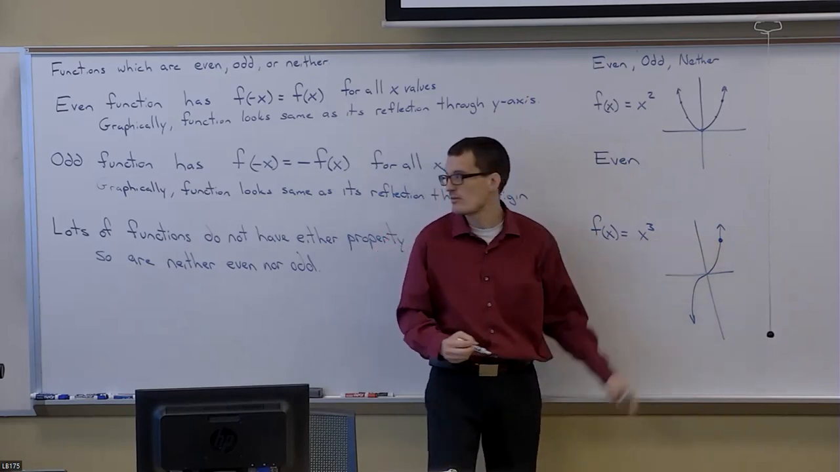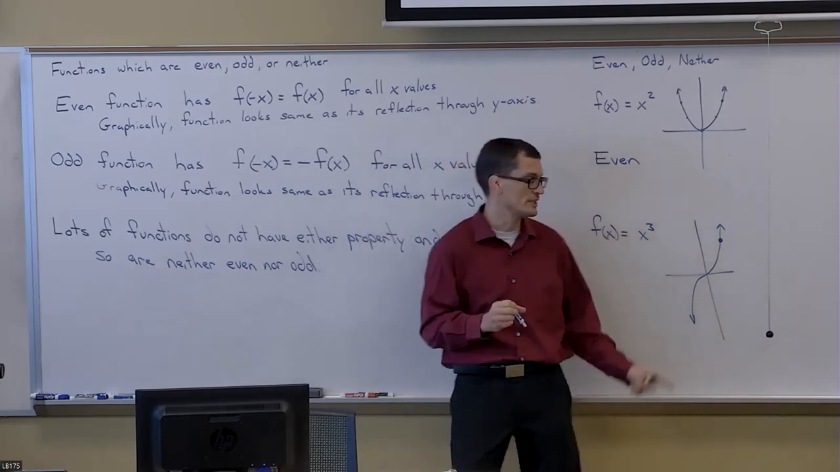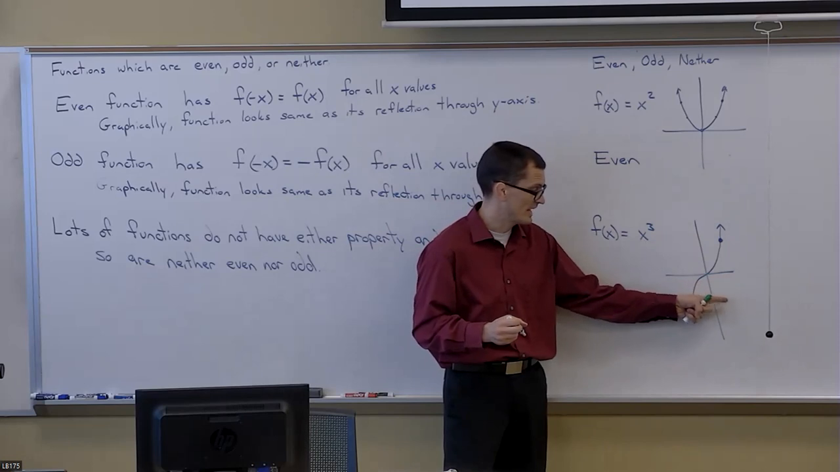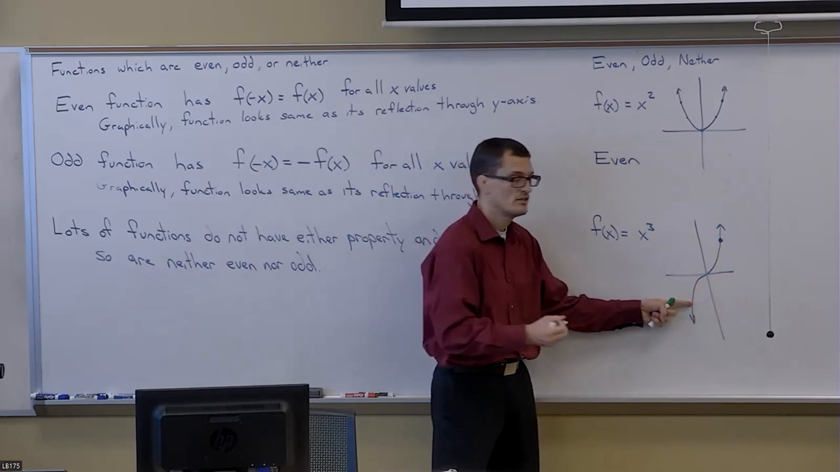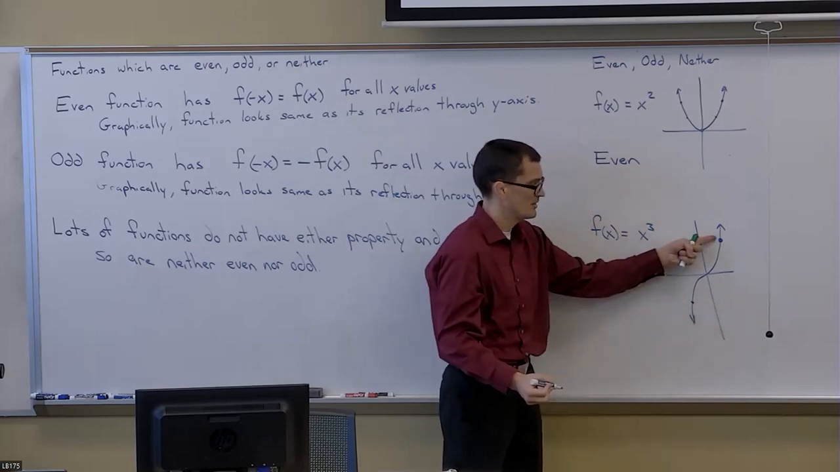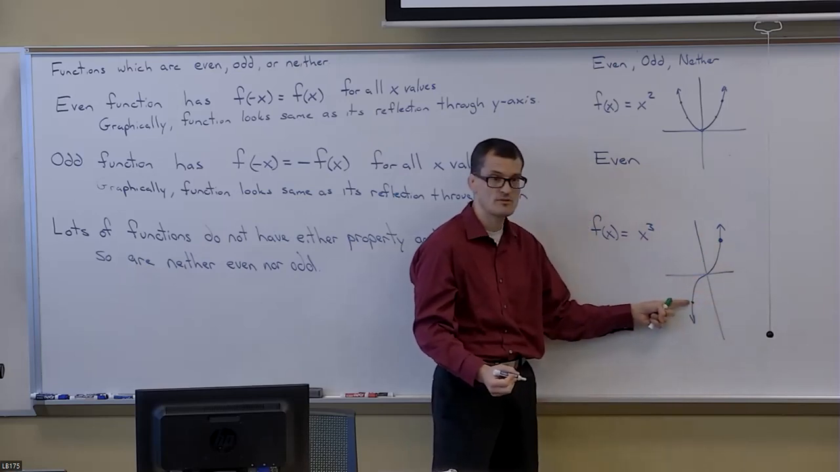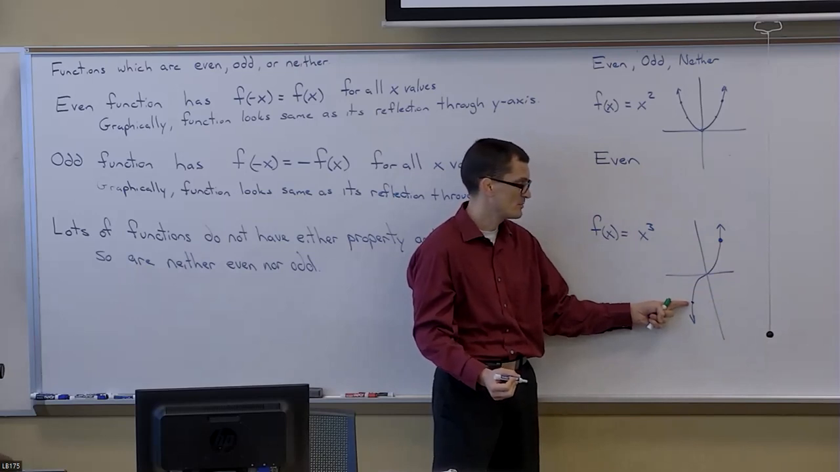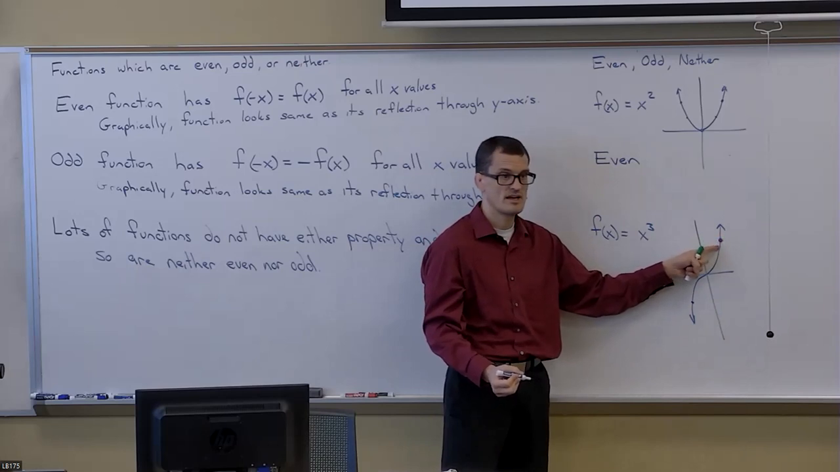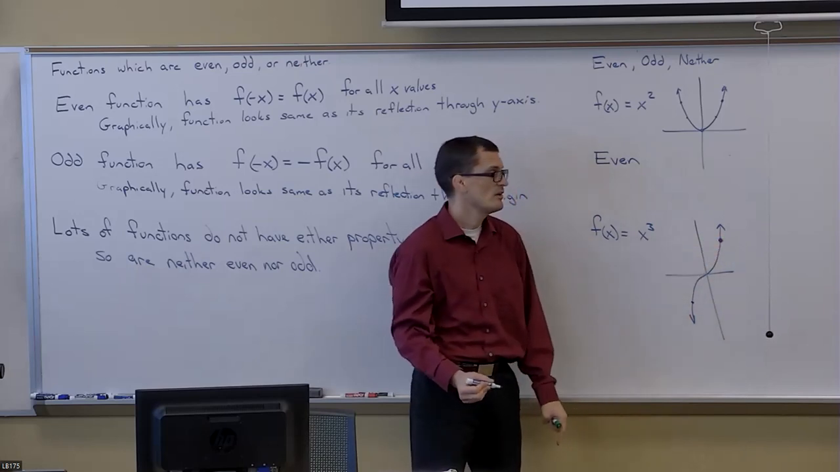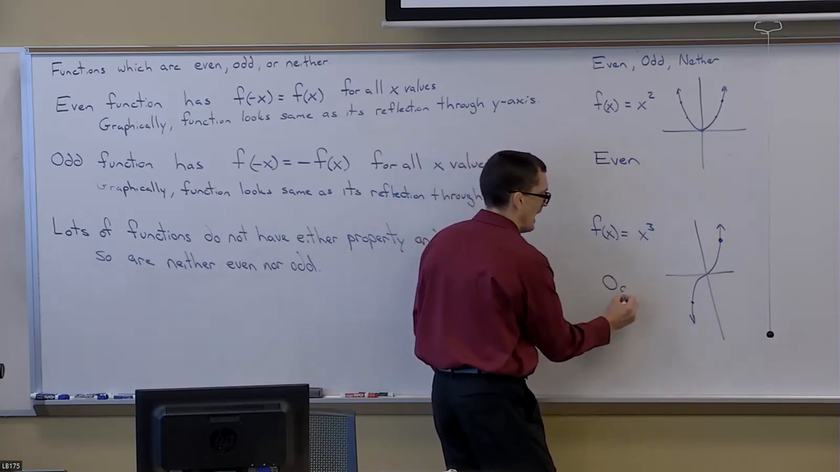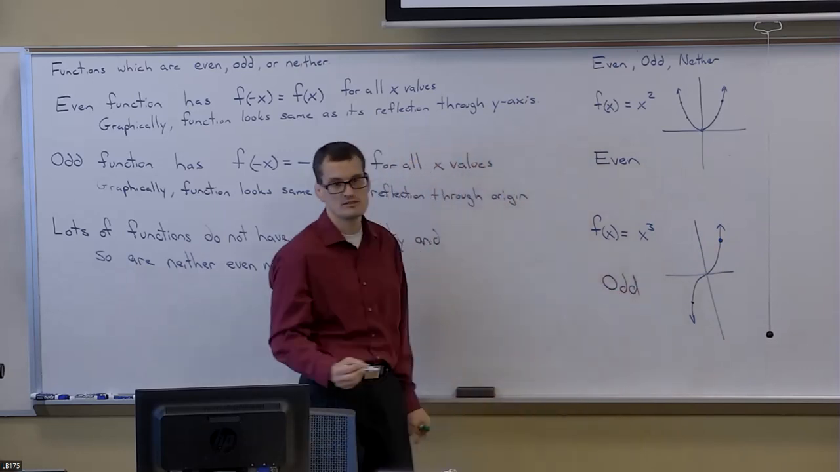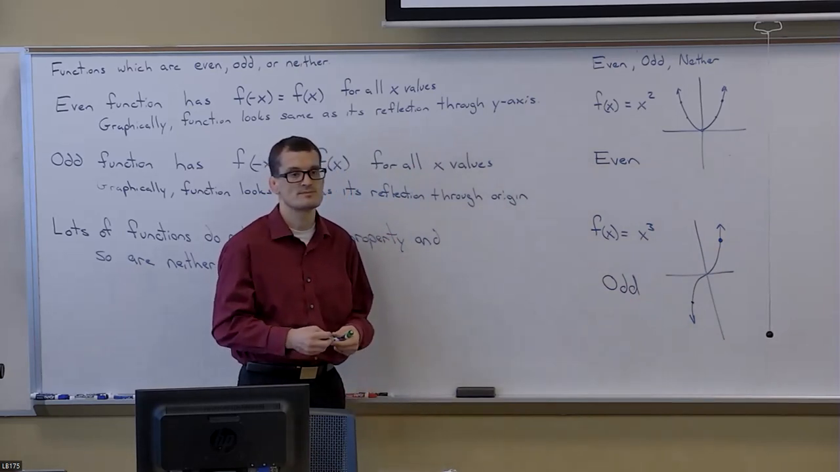However, reflection through the origin means I flip across the x, and then I flip across the y. Sure enough, every point, I flip across the x-axis, and then also the y, leads me to a point over there. I take a point over here, flip it across the x-axis, across the y, I get a corresponding point right there. So this is an odd function, right?